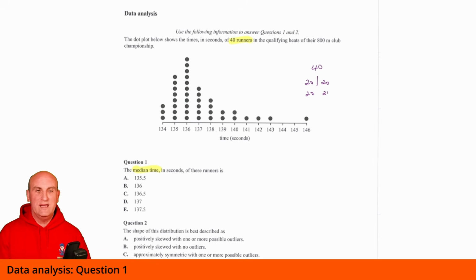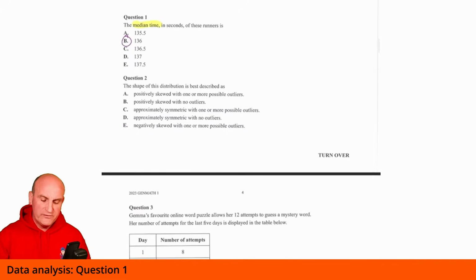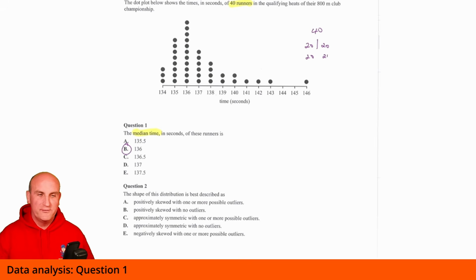Now, obviously, it's important to count in the right way, so I'm going to start at the bottom and go 1, 2, 3, 4, 5, 6, 7, 8, 9, 10, 11, 12, 13, 14, 15, 16, 17, 18, 19, 20, and 21. So there we go. They are basically my 20th and 21st dot. It fits on 136. So I'm going to say B there is what I would believe is the correct answer. If you see me keep looking off screen, it's just because I've got my answers that I've already done.